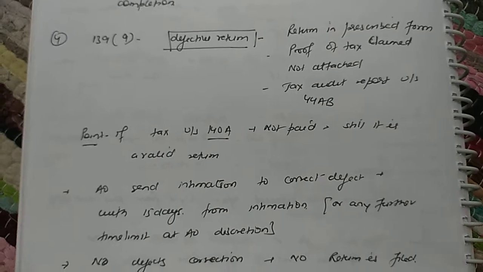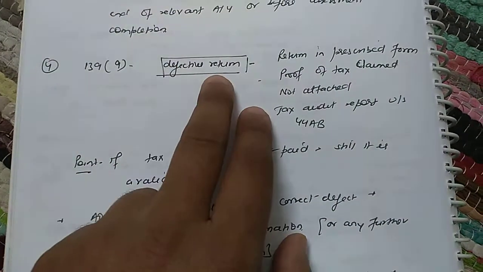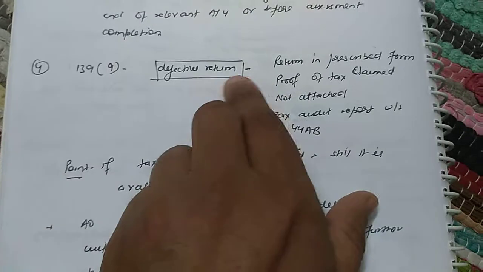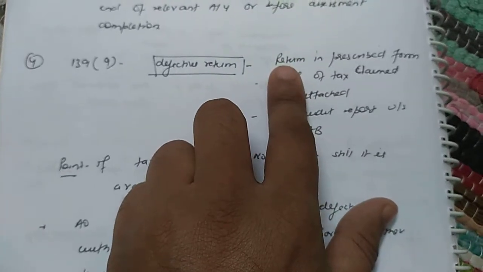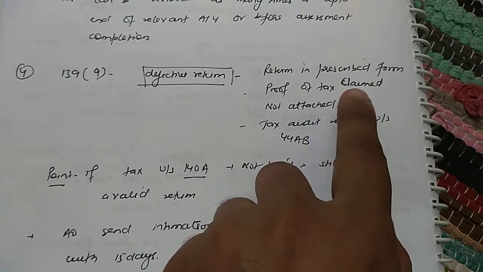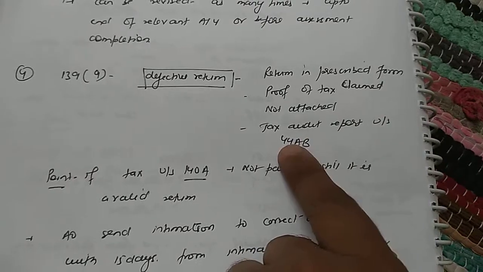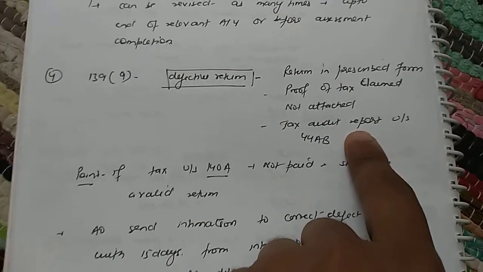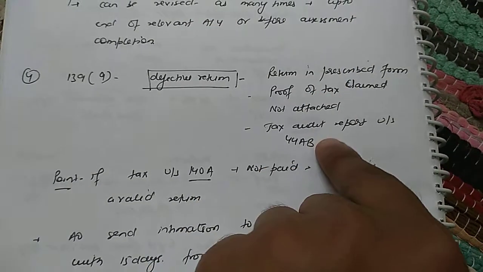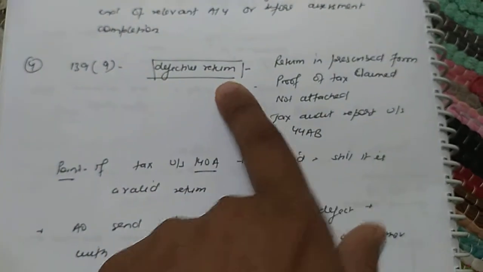Now let's talk about section 139.9, which talks about the defective return. So what is the defective return basically here? A defective return is a return which is not submitted in the prescribed form, in which proof of tax claim, that is TDS, is not attached, and tax audit report under section 44AB is not attached. Normally these are not required in today's world. However, if these proofs are not attached, then that return shall be called a defective return.